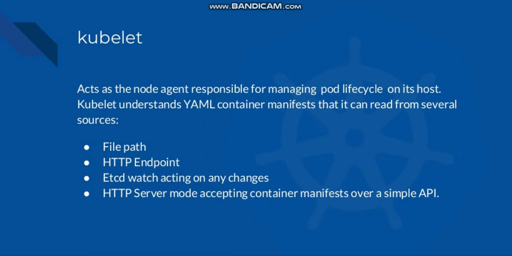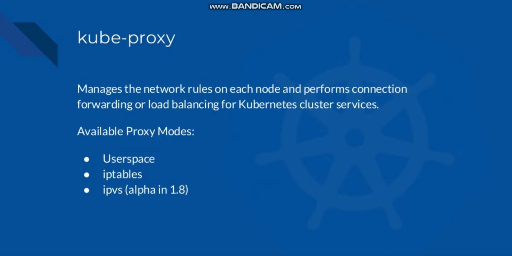What is kubelet? Kubelet acts as the node agent responsible for managing pod lifecycle on its host. Kubelet understands YAML container manifests that it can read from several sources: file path, HTTP endpoint, etcd watch acting on any changes, and HTTP server mode accepting container manifests over a simple API. The next component is kube-proxy. It manages the network rules on each node and performs connection forwarding or load balancing for Kubernetes cluster services. Available proxy modes are user space, iptables, and IPVS, which is in alpha in 1.8.